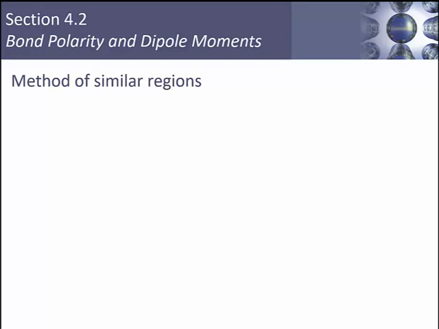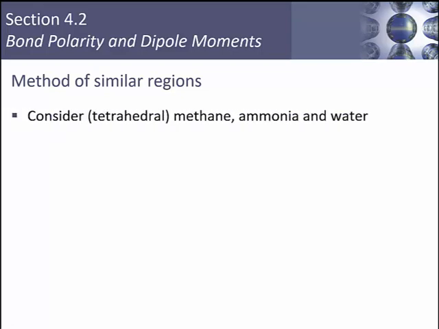The other way is called the method of similar regions. So we're going to look at symmetry within the molecule. Or if you want to Sesame Street that, one of these things is not like the others, one of these things just isn't the same. If one of those things isn't the same, our molecule is going to be polar. Right? So we're going to consider tetrahedral methane, right? Ammonia and water. We've got 3 tetrahedral molecules. What's going to be polar, what's not? Right?